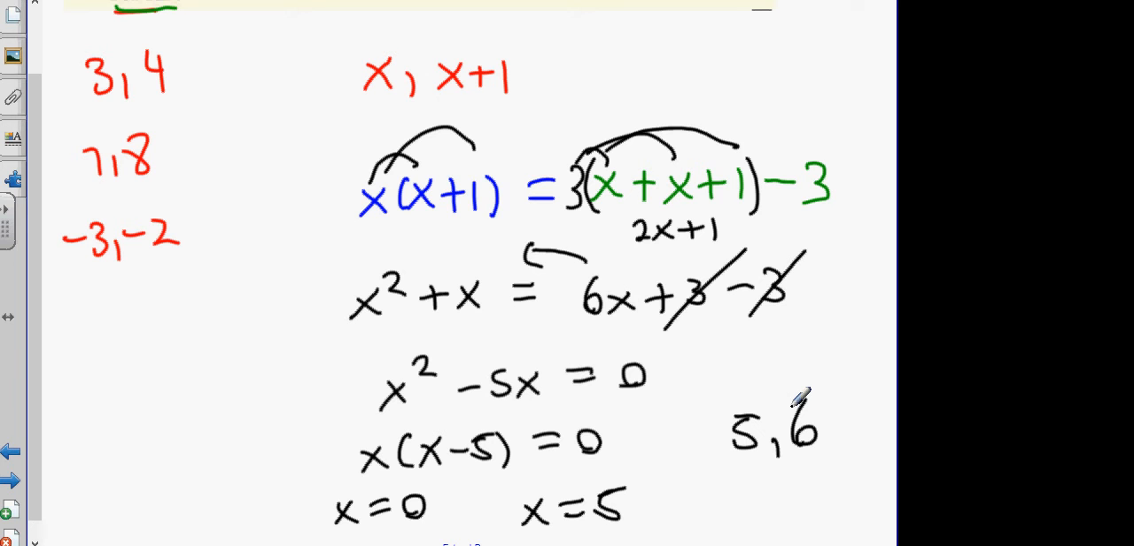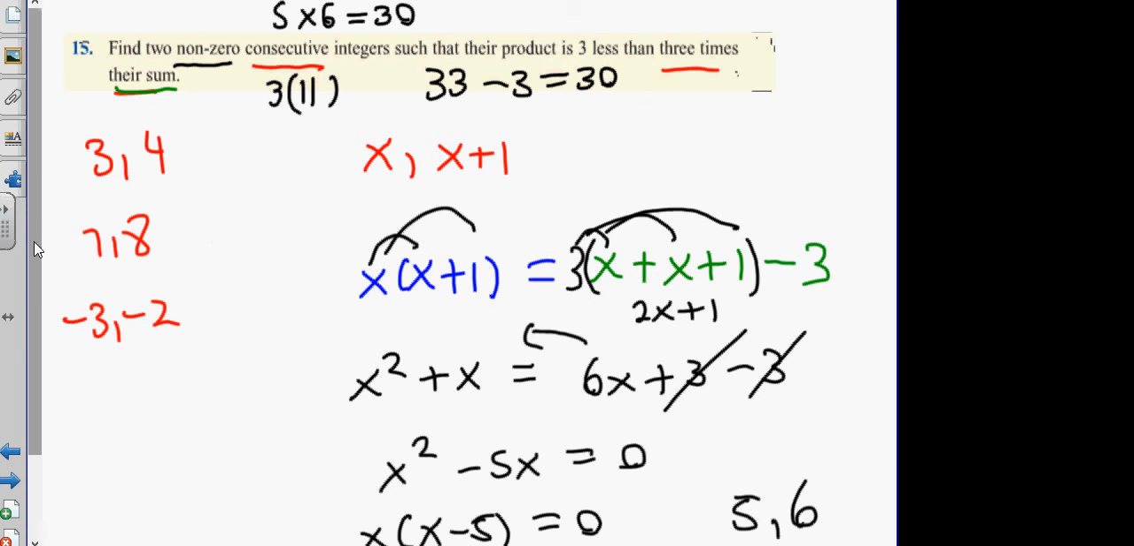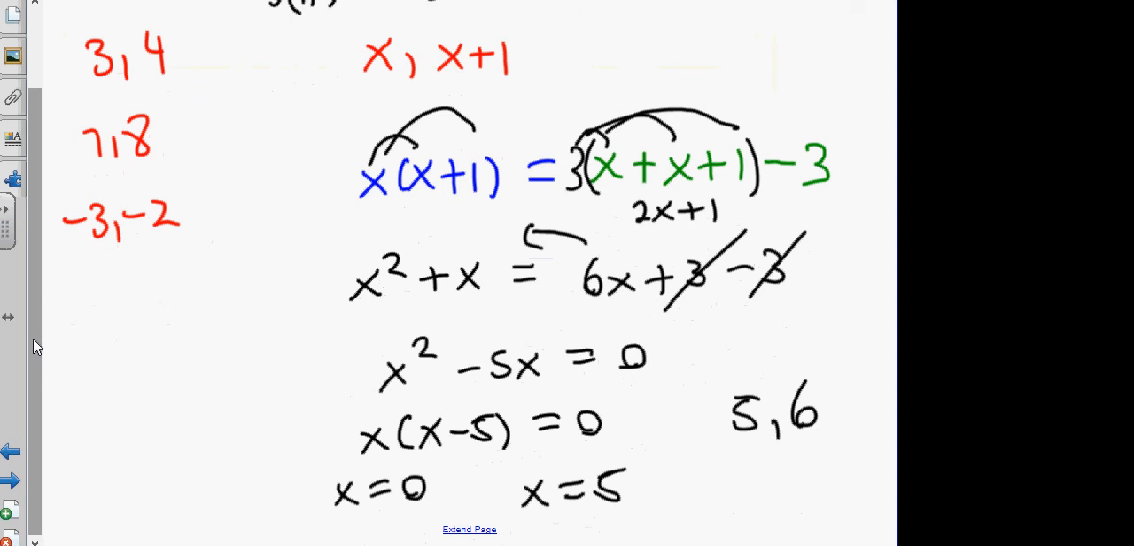If you have time in a test, lads, what you could always do is just check it out here, okay? What's the product of 5 multiplied by 6? 30. What's the sum of 5 and 6? 11. What's 3 times that sum? 33. What's 3 away from that? 30. So you can check your answer. You can always check an answer, yeah? That's the case for every consecutive integer question.